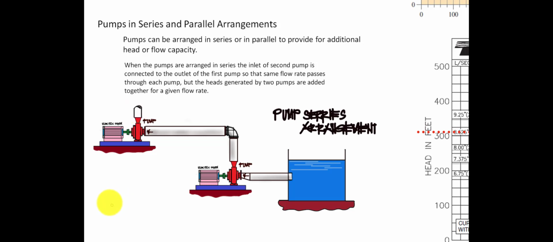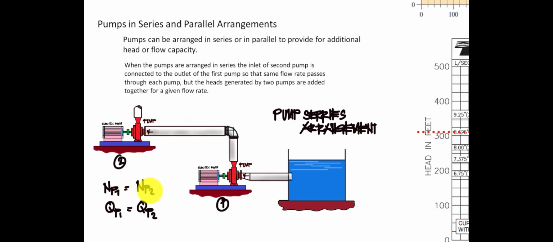So the volume flow rate, let's say this is your pump 1 and this is your pump 2. So the volume flow rate of your pump 1 is equal to the volume flow rate of your pump 2. Now, they also have the same RPM. So the RPM of your pump 1 must also be equal to the RPM of your pump 2.